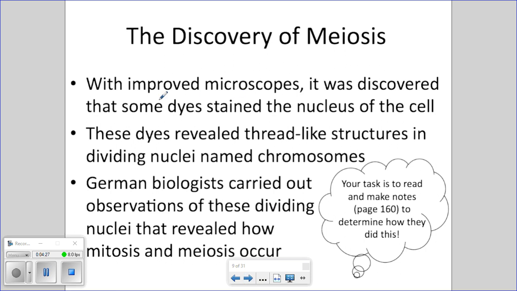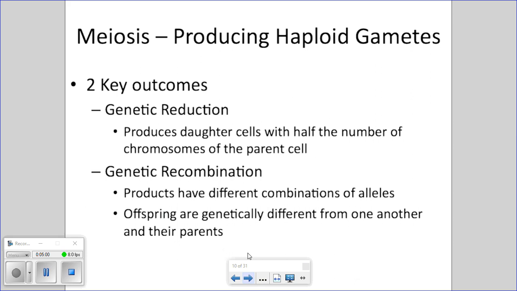The discovery of meiosis was done with improved microscopes, and it was discovered that some dyes stained the nucleus of the cell. These dyes revealed thread-like structures in dividing nuclei and were named chromosomes. German biologists carried out observations of these dividing nuclei that revealed how mitosis and meiosis occur. So your task is to do a little bit of reading on page 160, and make some notes as to how scientists made this discovery.